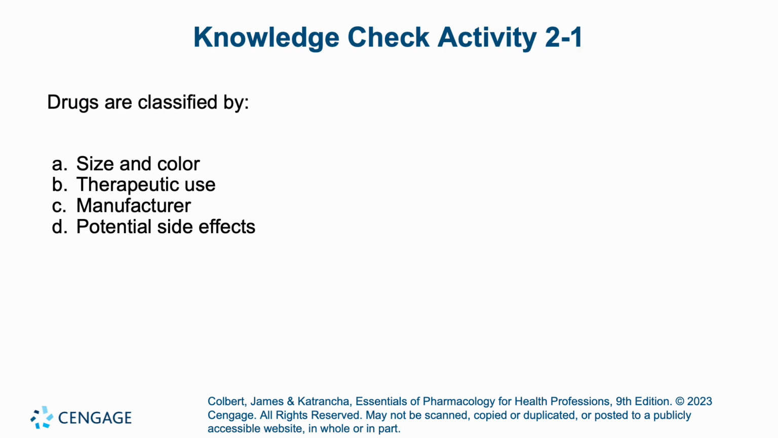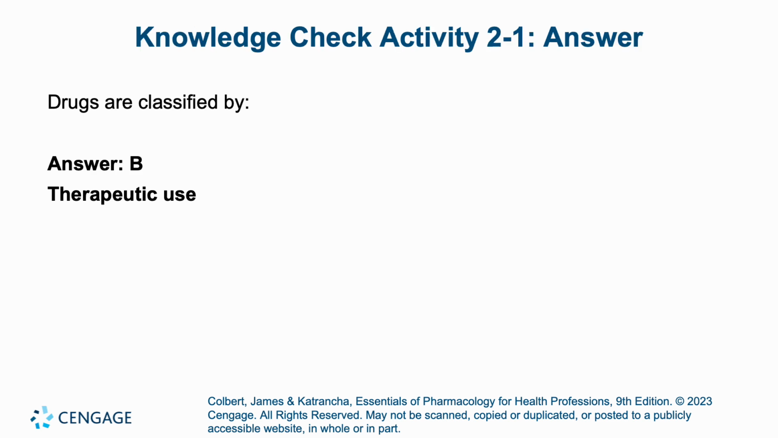All right, a knowledge check for you. Drugs are classified by A, size and color, B, therapeutic use, C, manufacturer, or D, potential side effects. And the answer is B, therapeutic use.